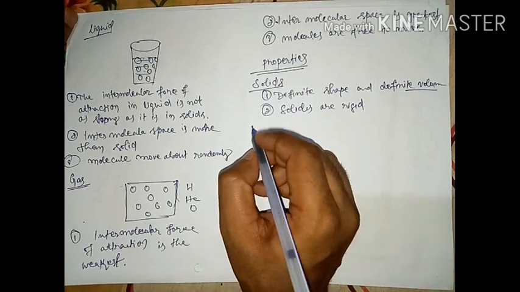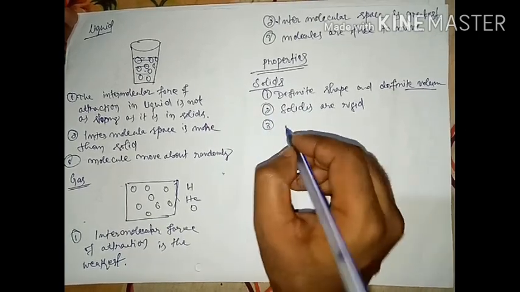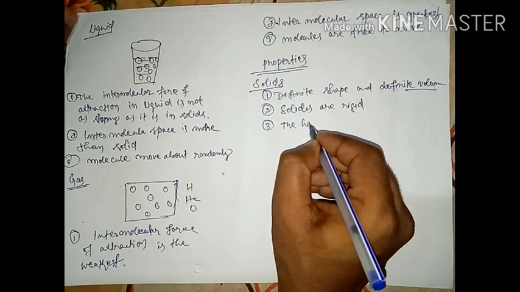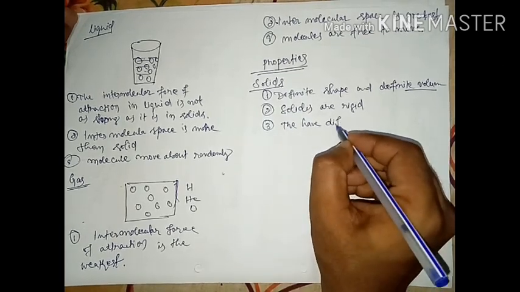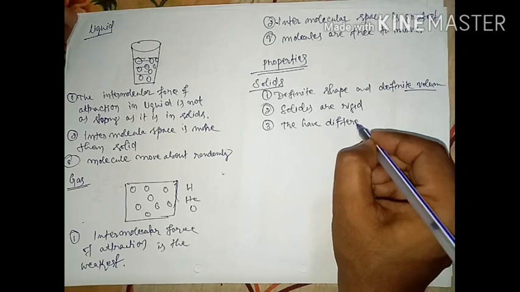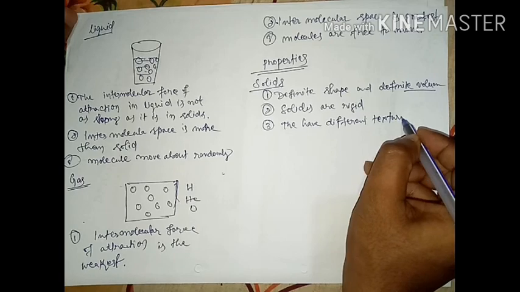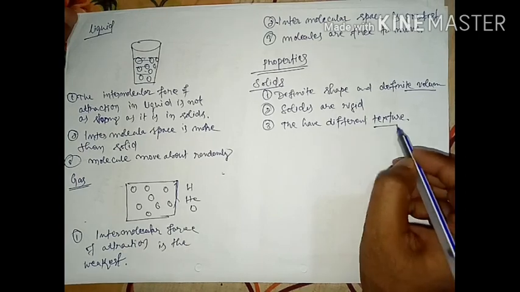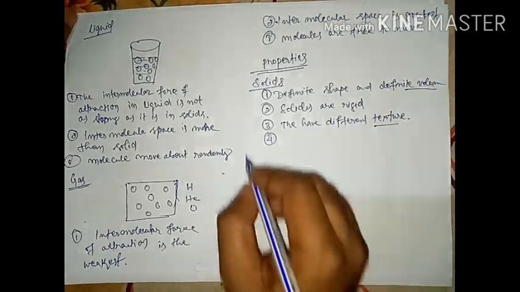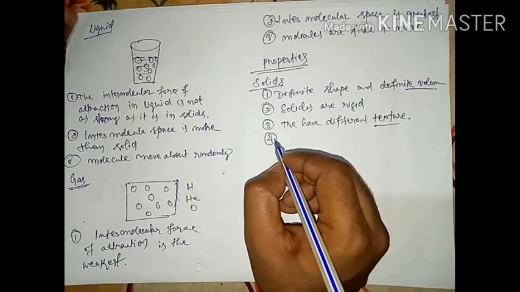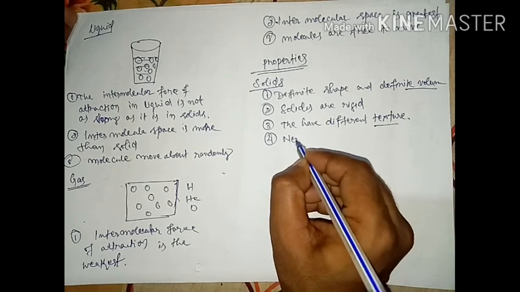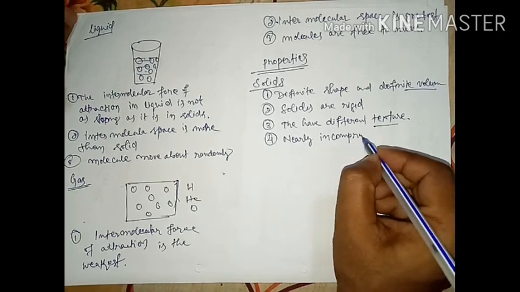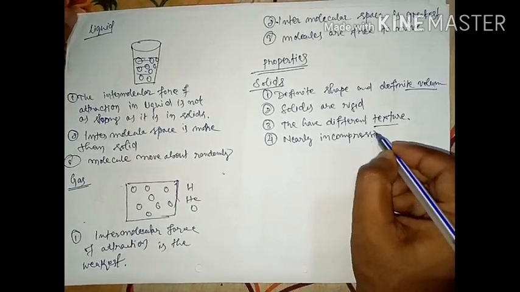Next point we can write, students, third point, they have different texture. Texture is something related to whether that is smooth or rough or soft. That one we'll get from texture. Then fourth point, solids cannot be compressed, or we can say nearly incompressible. You cannot compress easily, incompressible.